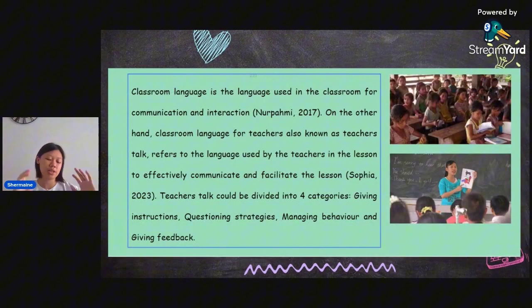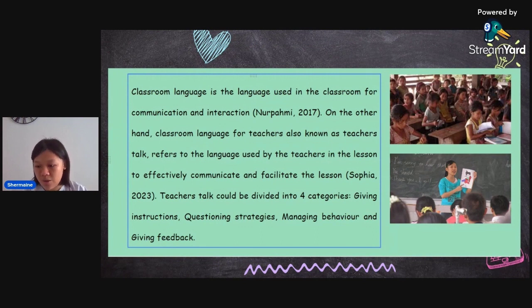First thing we have to know is what teacher talk is. Teacher talk, also known as classroom language, is the language used in the classroom for communication and interaction. It refers to the language used by the teacher in lessons, and it can be divided into four categories: giving instruction, questioning strategy, managing behavior, and giving feedback.